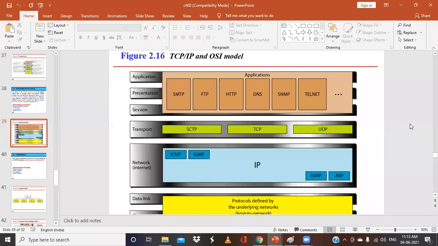TCP/IP? So your task is to compare and write the differences between the OSI model and the TCP/IP protocol model. At least you can write 8 to 10 differences between the TCP/IP model and the OSI model. So this is all the basic things that we had.